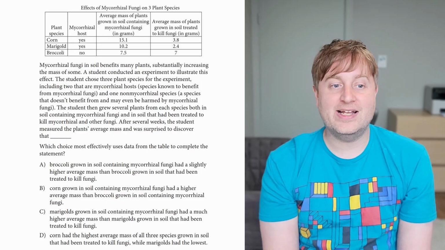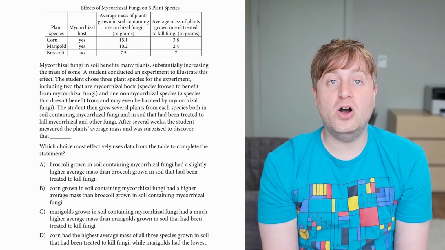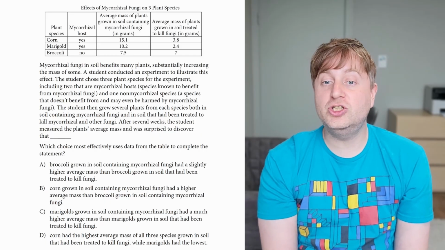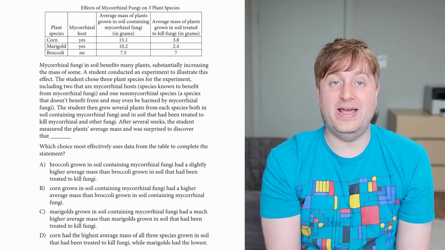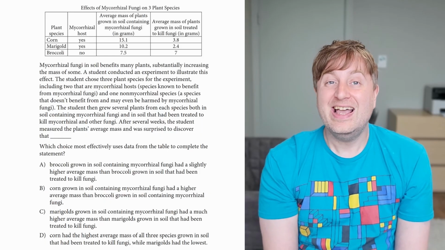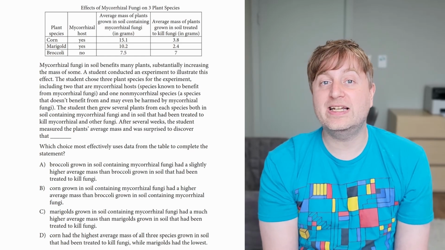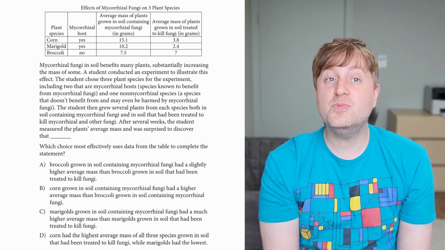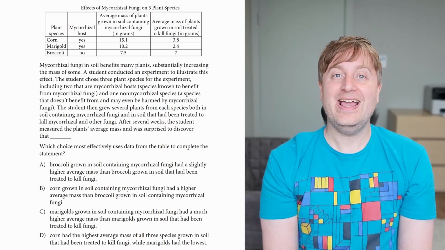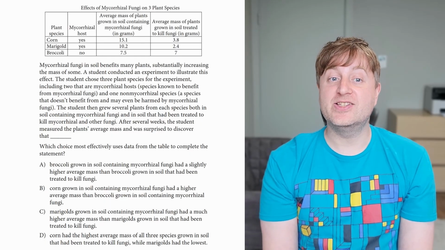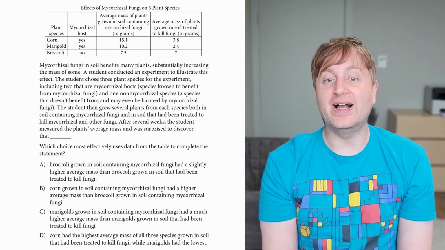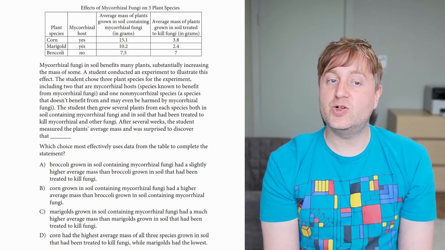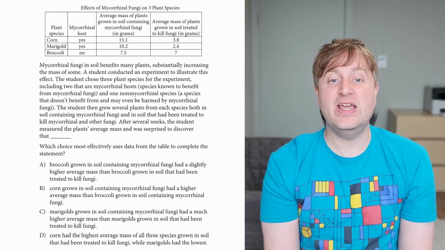So the correct answer could show that mycorrhizal hosts are not benefiting from the fungi, or it could show that non-hosts are benefiting from the fungi. It also needs to be true according to the table. So with those considerations in mind, let's move on to our answer choices. A. Broccoli grown in soil containing mycorrhizal fungi had a slightly higher average mass than broccoli grown in soil that had been treated to kill fungi.